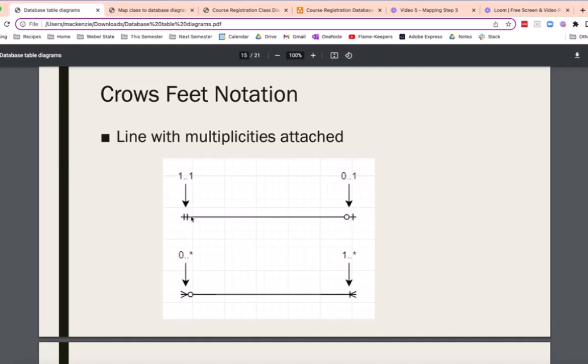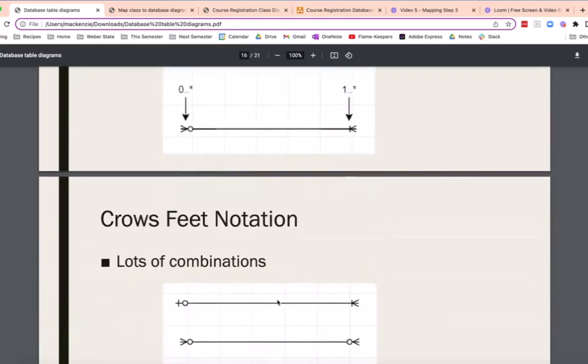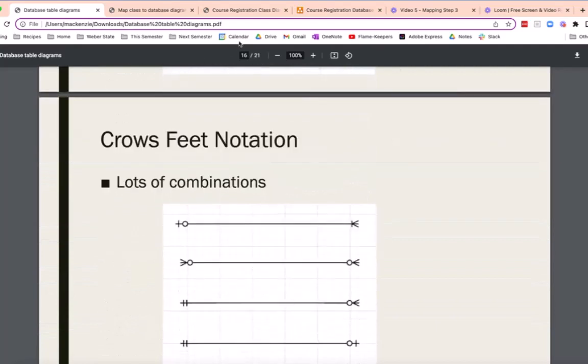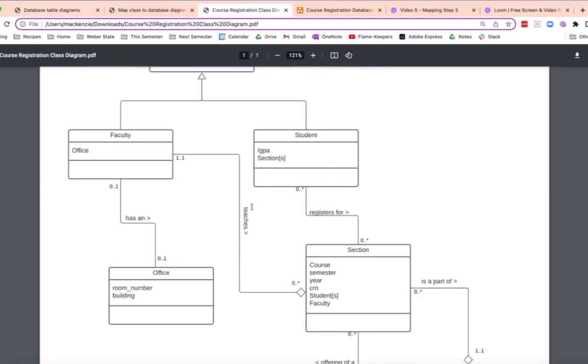This one with the 2 lines means 1 or 1. This one with the 0 and the crow's foot, this means many. So we have 0 or many. 1 is always this little line here, so 1 or many. And this is crow's feet notation, and you can use them together in all these different combinations. But if we look at the course registration, we have a 0 or 1 and a 0 or 1.